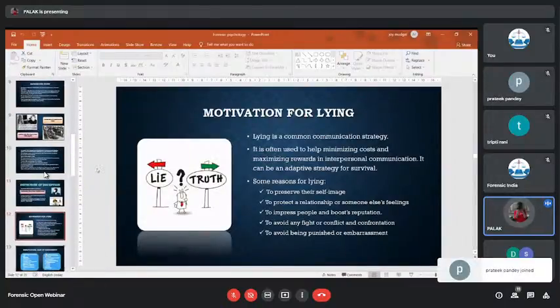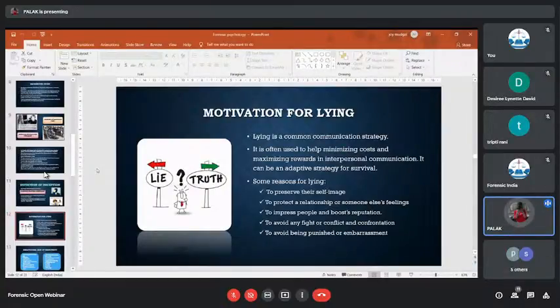Now, what are the motivations of lies? Why do we lie? Lying is a common communication strategy. It is often used to help minimize cost and maximize reward in interpersonal communication. It can be an adaptive strategy for survival. Some reasons for lying can be to preserve self-image, to protect a relationship or someone else's feelings, to impress people and boost reputation, to avoid fight, conflict and confrontation, and to avoid being punished or embarrassed.